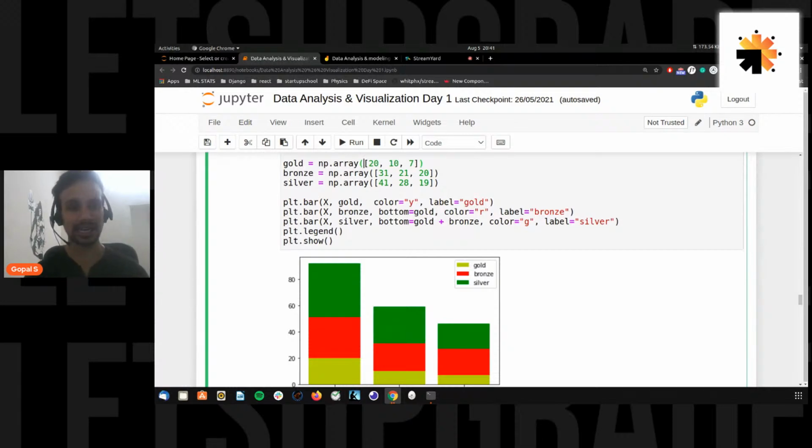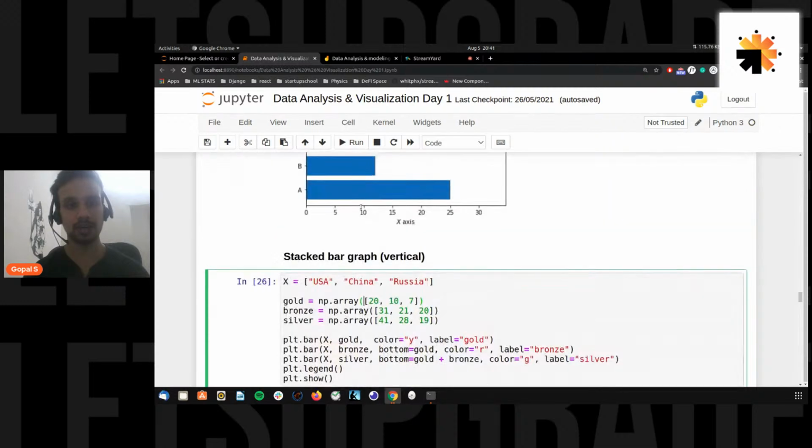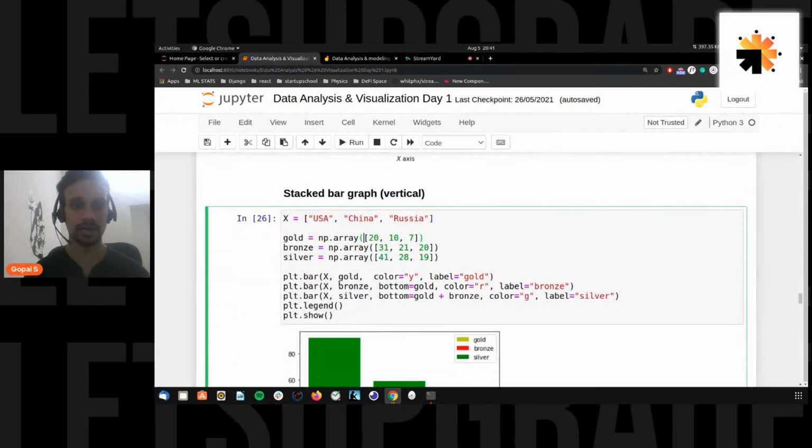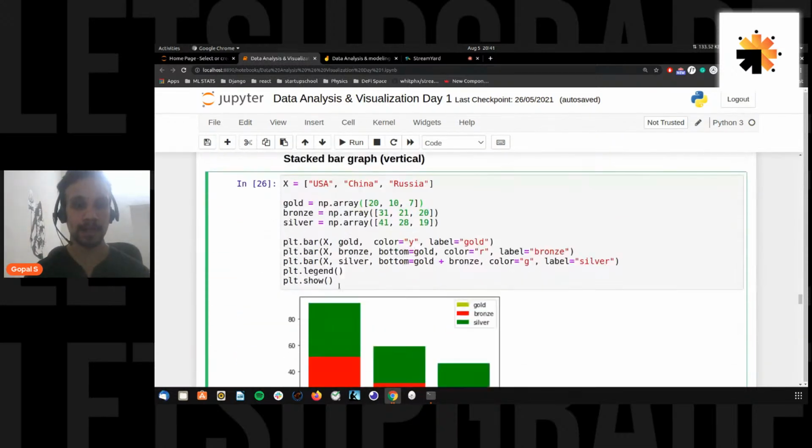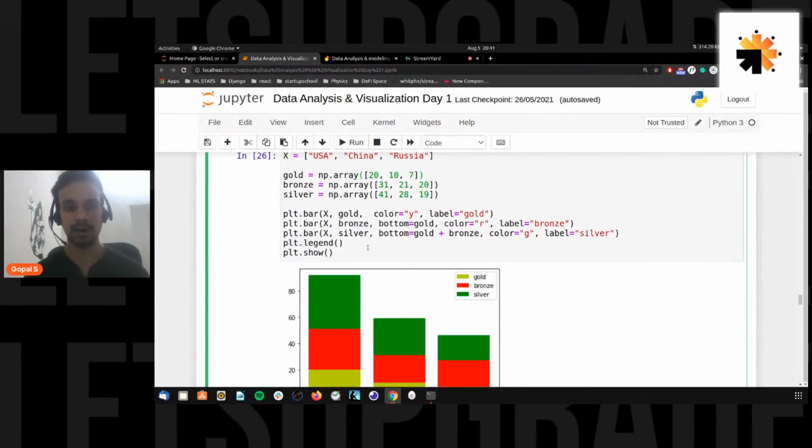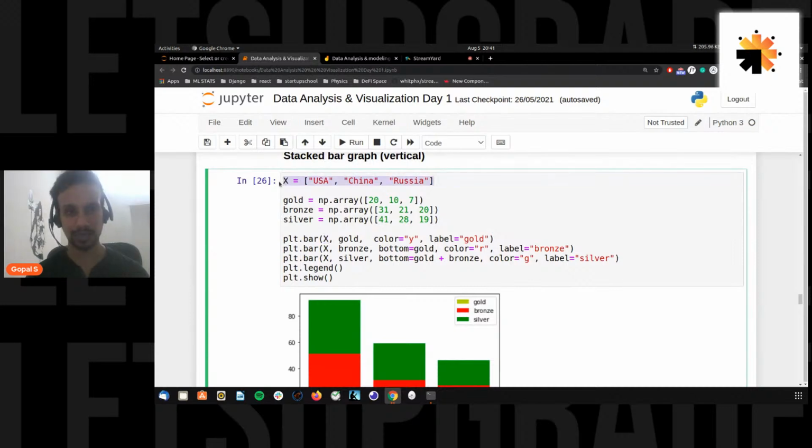And how am I plotting it out? plt.bar, we saw it already in our earlier sections. Bar, and I am putting the x value, my category values, and the gold ones, so these are your gold ones. For the color, for gold I am taking y because of yellow, and labeling it with the gold name. That's it.